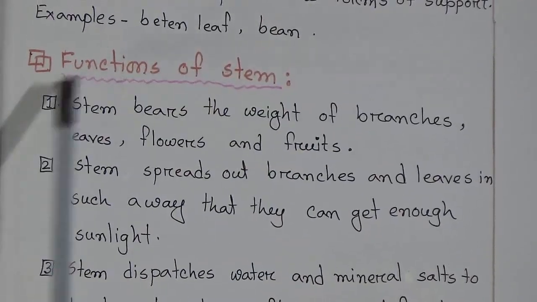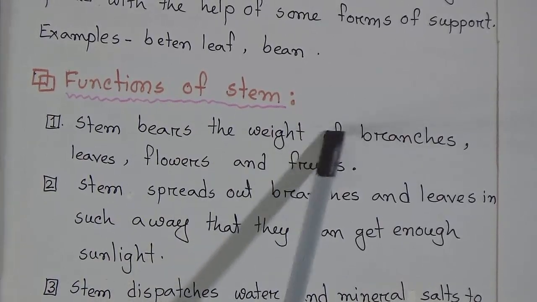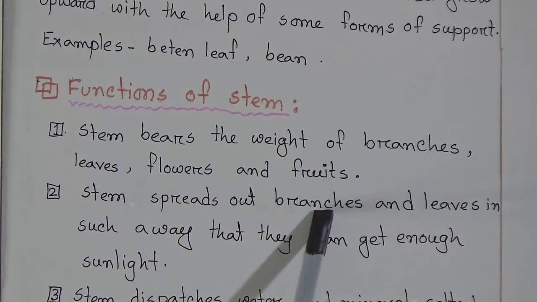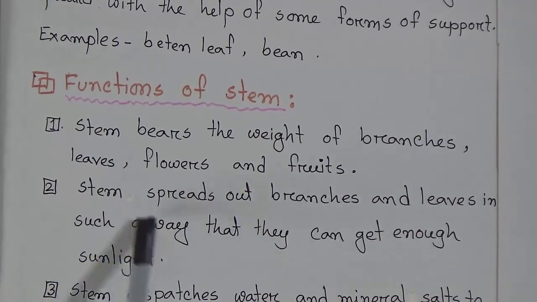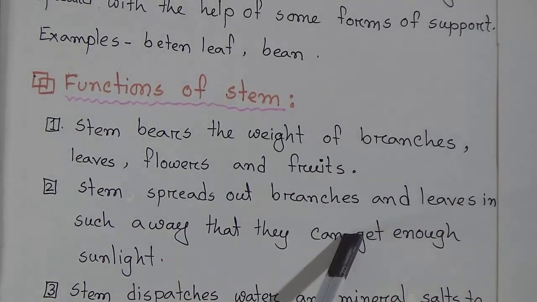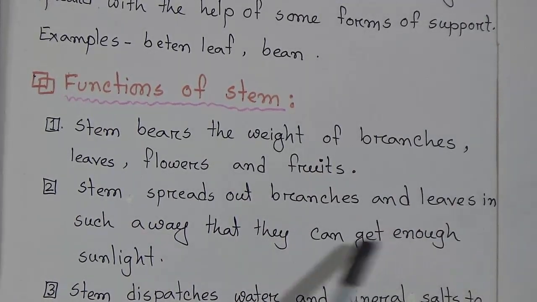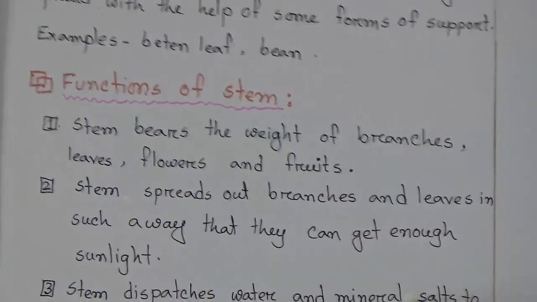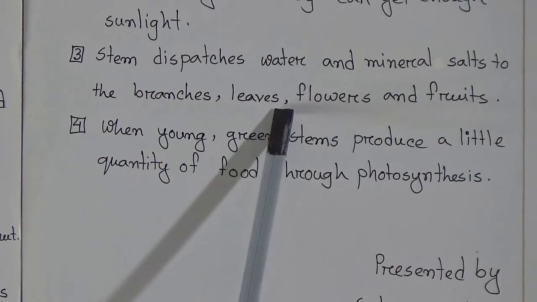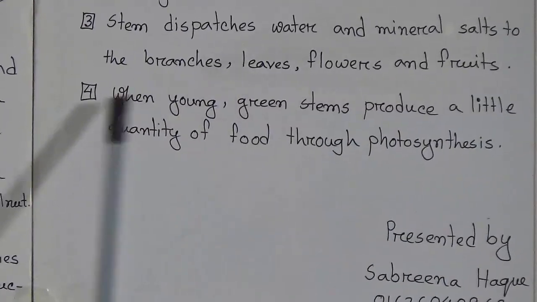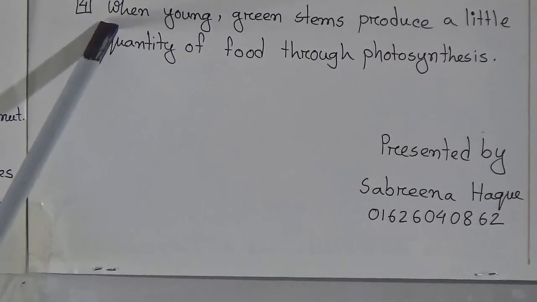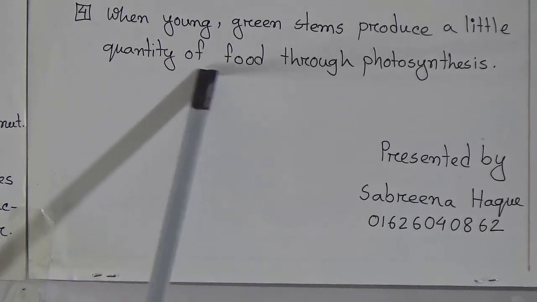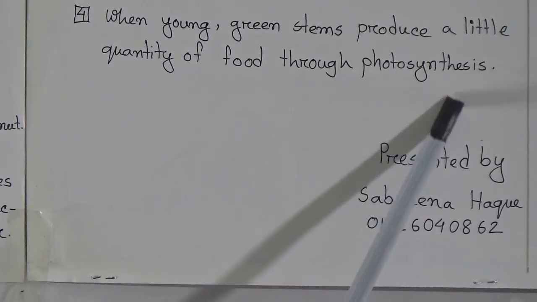The functions of the stem. The stem bears the weight of branches, leaves, flowers and fruits. The stem spreads out branches and leaves in such a way that they can get enough sunlight. The stem disperses water and mineral salts to the branches, leaves, flowers and fruits. The last function of the stem is that young green stems produce a little quantity of food through photosynthesis.